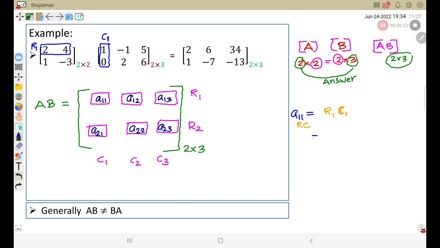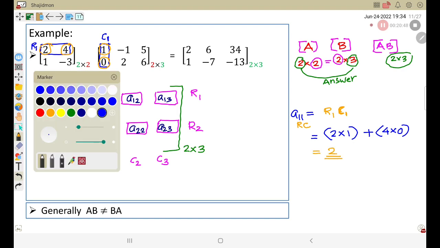So how are we doing it? Equal to: first number 2 multiplied with the first number 1, plus second number 4 multiplied with the second number 0. Correct? First number here is 2, multiplied with the first number here, 1, plus second number here, 4, multiplied with the second number here. So you will get the answer, which is equal to 2. I hope you understood. Correct?